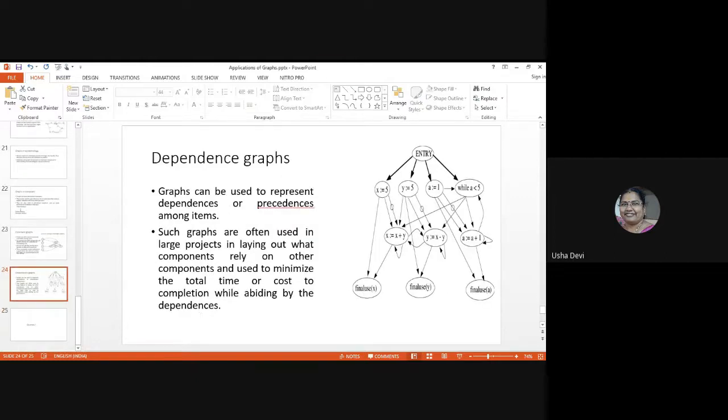Then the last application, we have a dependence graph. Sometimes graphs are used to represent dependencies. For example, there is an entry here. You need to check: x is 5, y is 5, these are the initialization, and a is 1. Suppose if a is less than 5, then alone you have to do certain process.